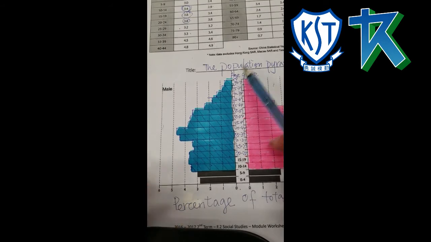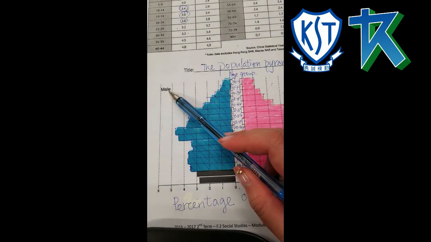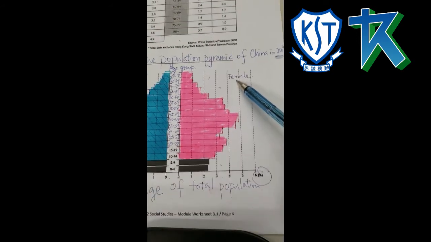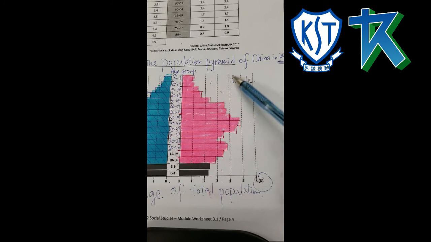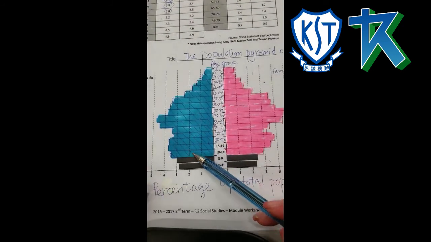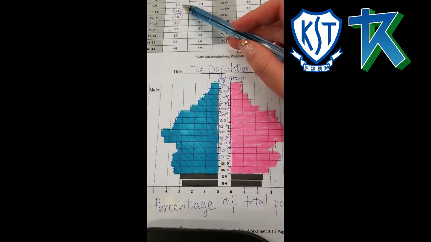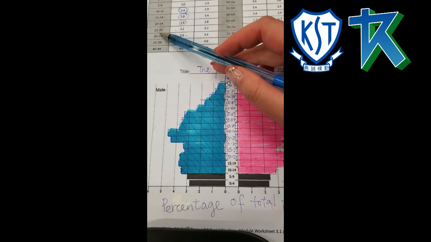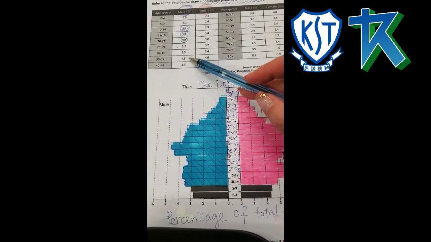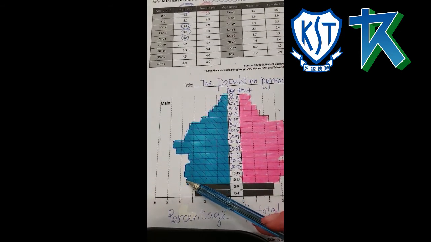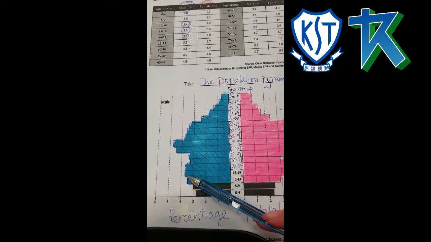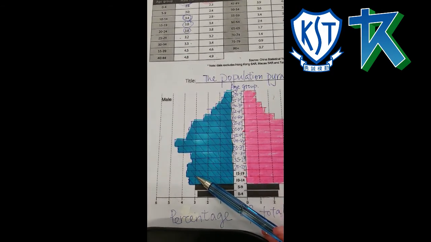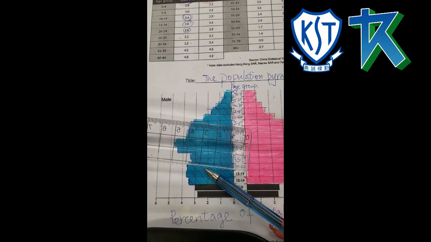For the left hand side, it represents the male part, and that's why you have to write male here. For the right hand side, you write female here. You have to find the numbers from the table. If you need to draw the male population, follow the age group, find the population percentage here, and then mark a dot here. If you finish marking all the dots for each age group, then you can start to use a ruler to draw all the bars.